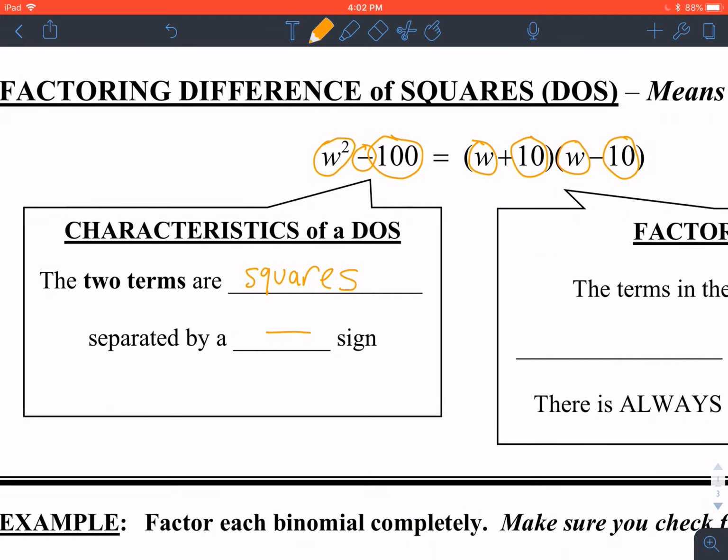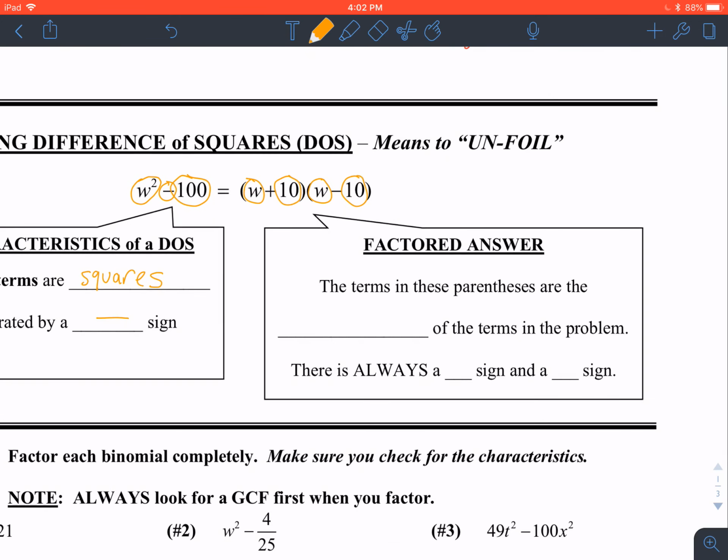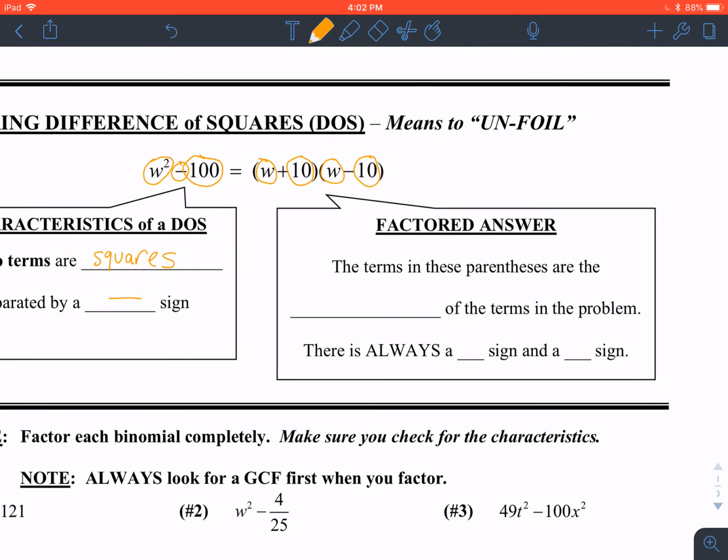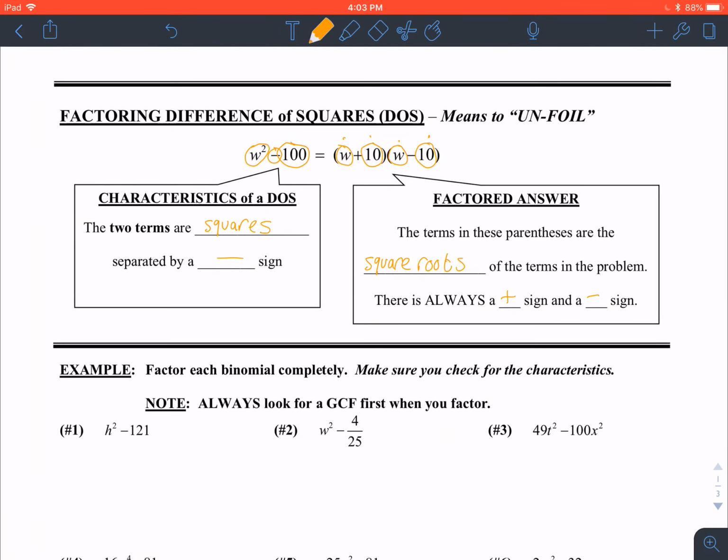When you see 2 perfect squares with a minus sign between them, they're going to factor to terms in parentheses that are the square roots of the terms in the problem. There's going to be a plus sign for one of them and a minus sign for the other. So w squared minus 100 factors to w plus 10, w minus 10. These are the square roots with a plus and minus sign between them. Let's do a couple together, then you will try a few on your own.